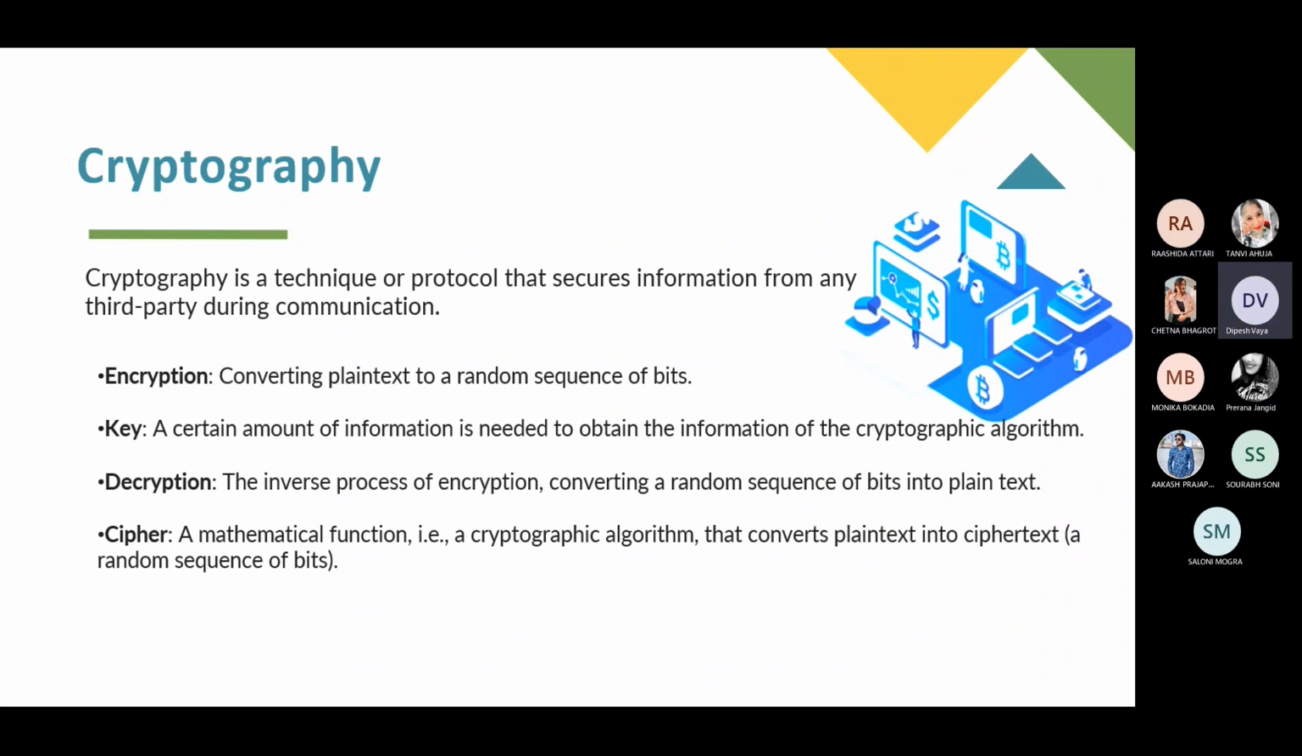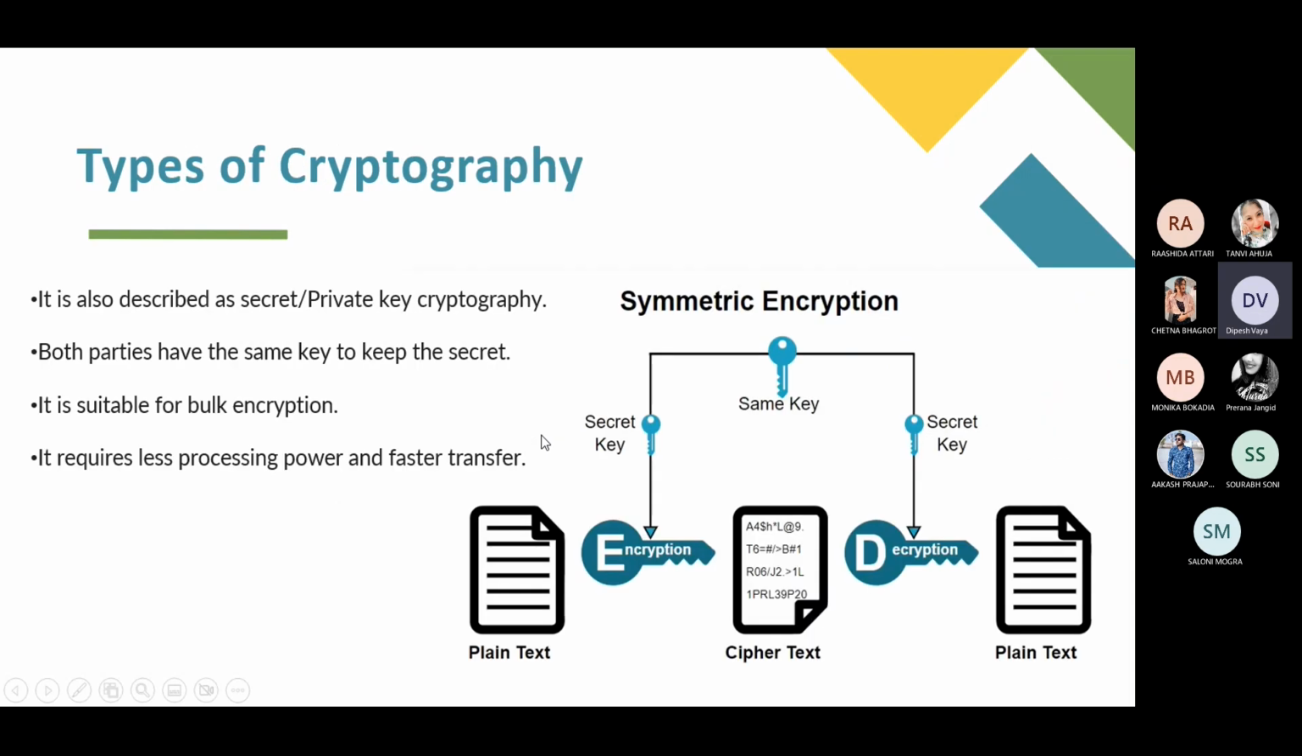Yes, sir. Okay. So you know about encryption, you know about decryption, you know about key, right? And you know about cipher as well. Cipher is nothing but a random sequence of bits. That is your ciphertext, your encrypted text, you can say. Right? Yes, sir. So encryption, decryption, key and cipher, we know about all these things, correct? Now we are coming to the symmetric and asymmetric.